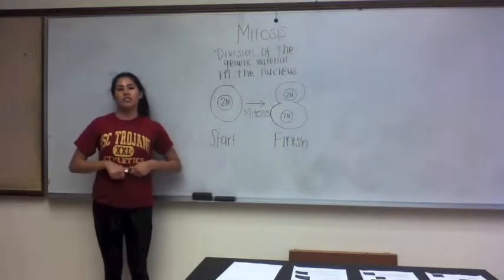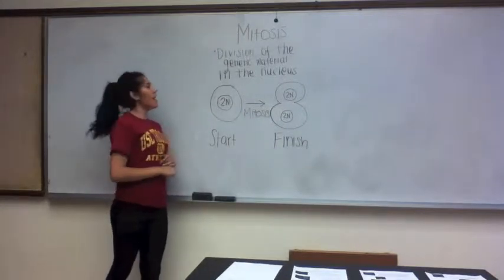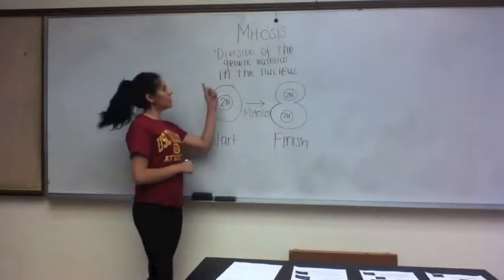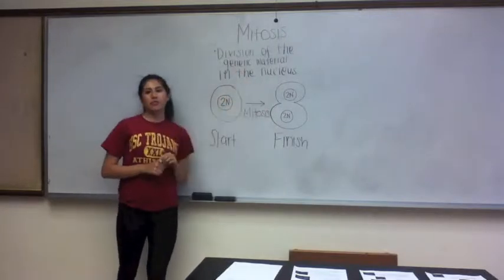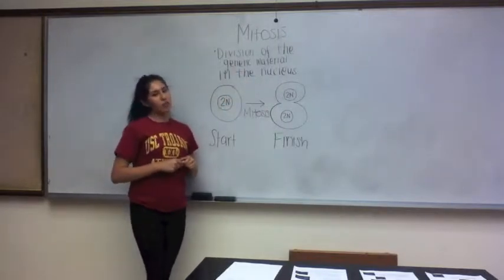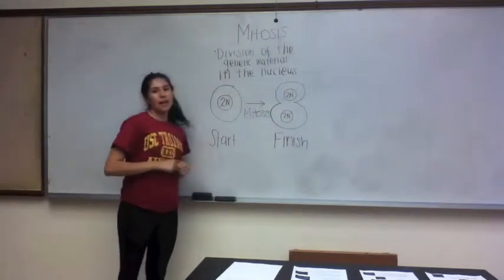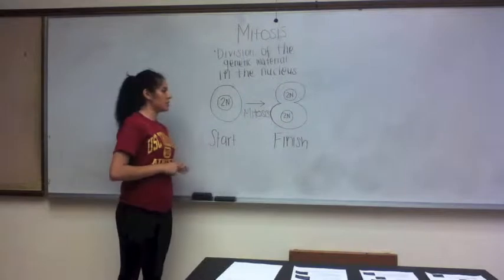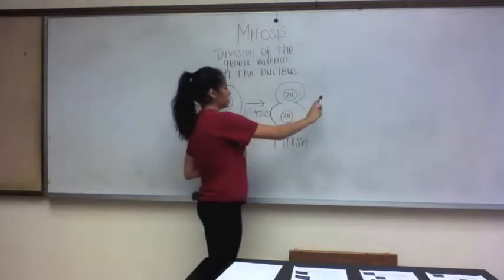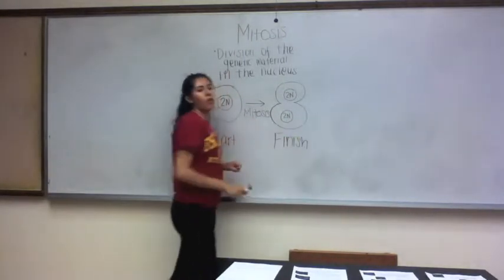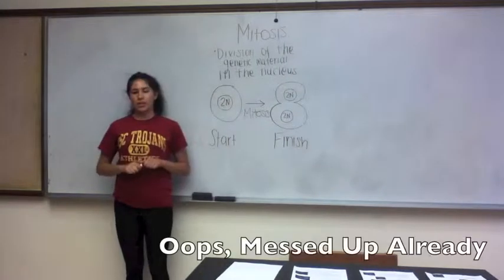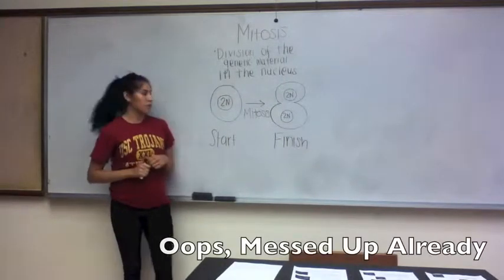So to start off, we're going to start with the definition of mitosis. Mitosis is defined as the division of the genetic material in the nucleus. When we start off with mitosis, we start off with a diploid cell that has two n nuclei, meaning 23 pairs of chromosomes. And when we end with mitosis, we get one cell with two nuclei in it with a diploid number of chromosomes.